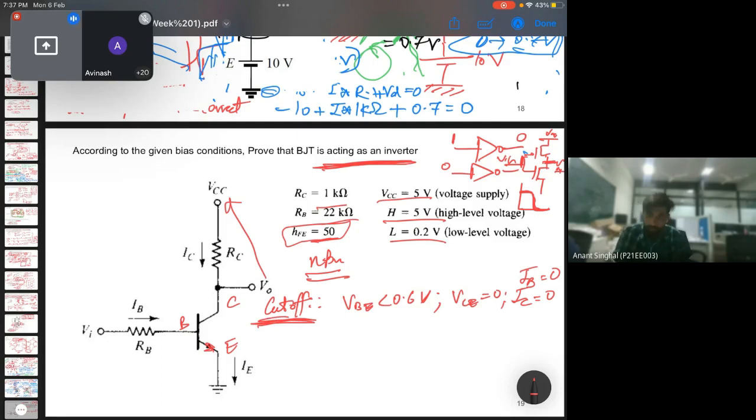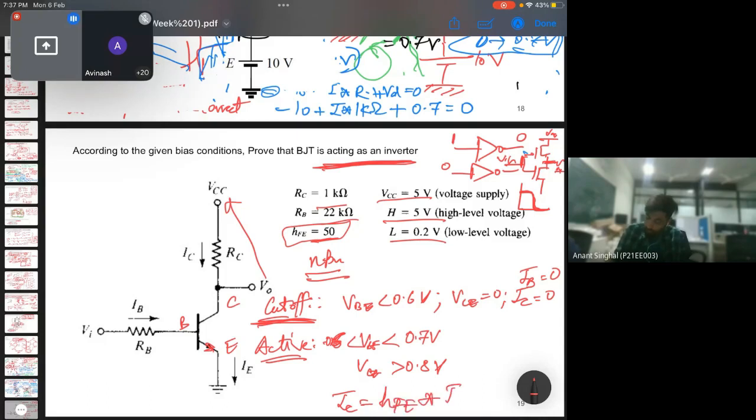Now the second region is the active region. Active region implies it is somehow acting like a resistor. Here, VBE is greater than 0.6 and less than 0.7, and VCE is greater than 0.8. And the third condition is that the collector current is the amplified version of the base current by a factor of HFE. So in the active region, the collector current gets amplified by a factor of HFE.